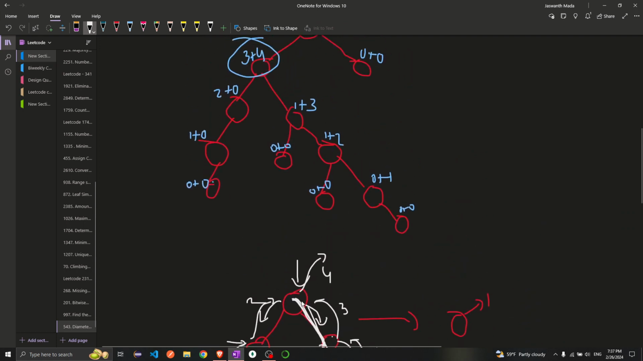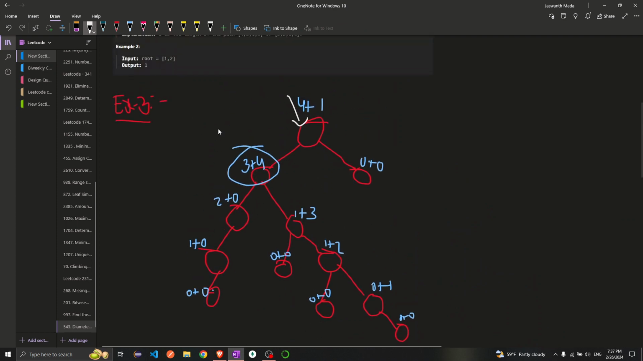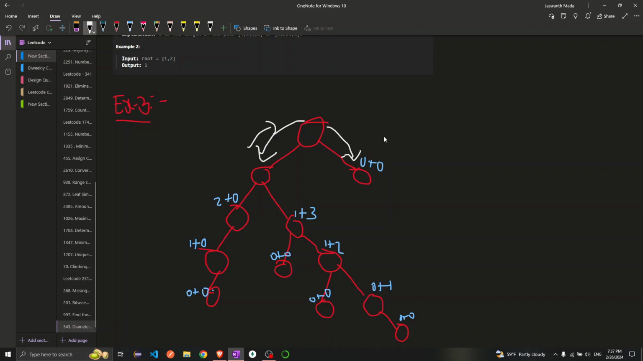So using this idea, we're going to solve the diameter question. Let's see how we can do that. Suppose I'm at this point. I'll say go and find the height of the left subtree and go and find the height of the right subtree. And when I get the value from these two, I will add both and I'll return to the top.